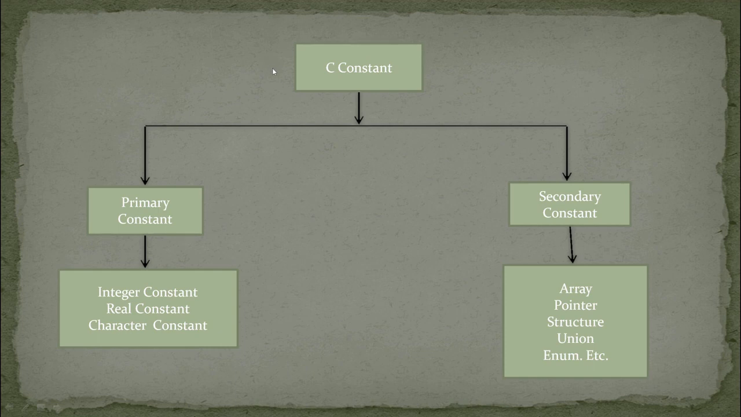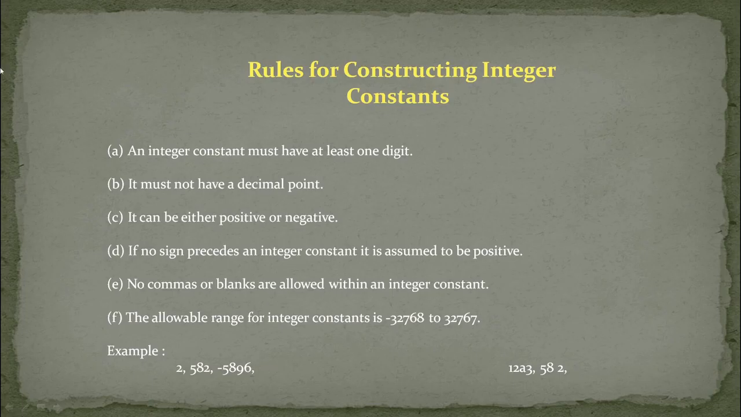In C programming language, there are two types of constant: primary constant and secondary constant. What are primary constants? Integer constant, real constant and character constant are the primary constants, and array, pointer, structure, union, enum, etc. and many more are the secondary constants. At first, let's see integer constant. These are examples of integer constants.